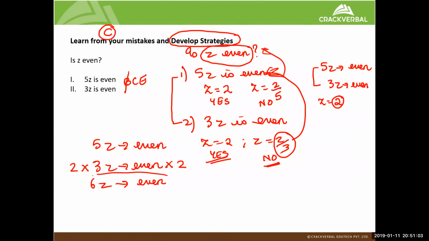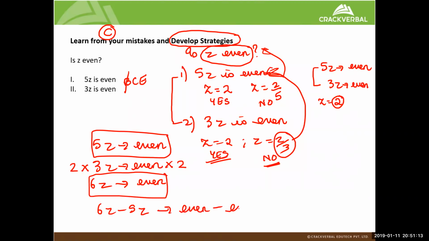And since I know 6z is even and 5z is also even, I can subtract these two. 6z minus 5z is basically an even number minus another even number. And you see how I'm manipulating these statements, right? I'm manipulating statements in such a way that it answers what question is being asked.